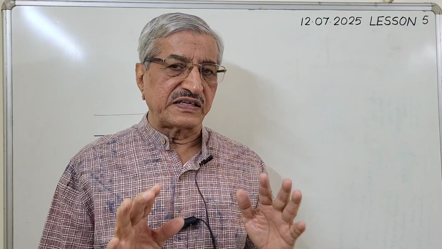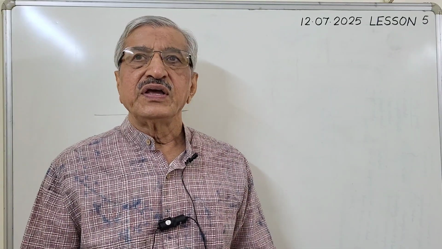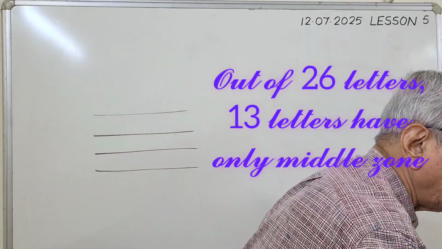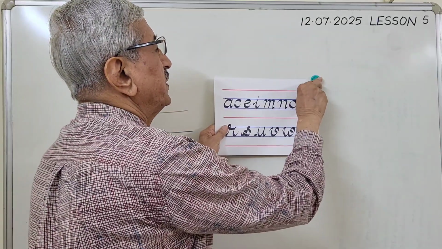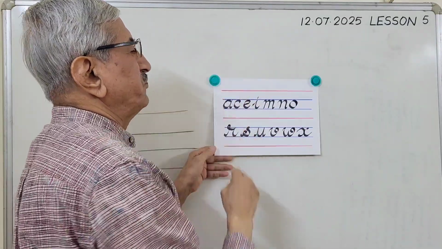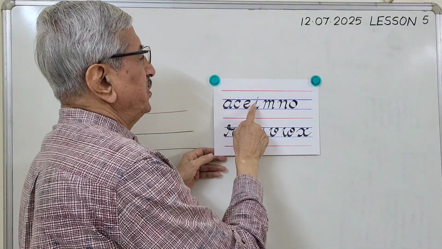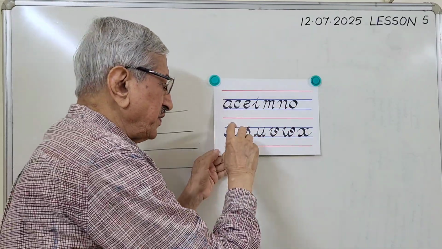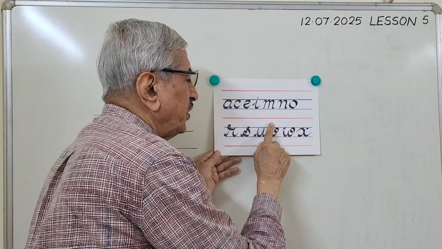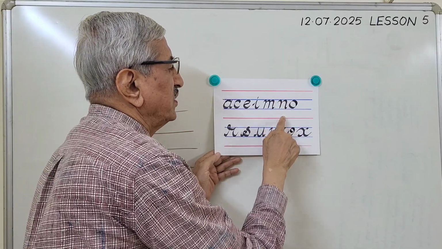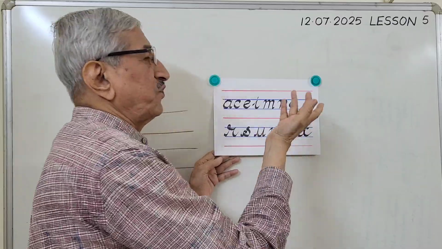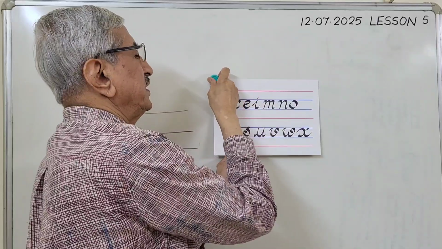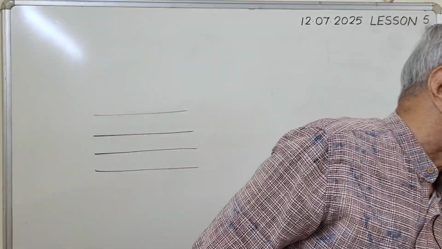Now, these 26 letters in the English alphabet are divided into different groups. There are 13 letters. Look here, I will show you. These are the 13, half of 26. 1, 2, 3, 4, 5, 6, 7, 8, 9, 10, 11, 12, 13. These are written only in the ground zone. There is no part in the upper zone or in the lower zone, the underground or first floor zone. No ascender, no descender. These are the 13 letters. They should be written in the same manner.